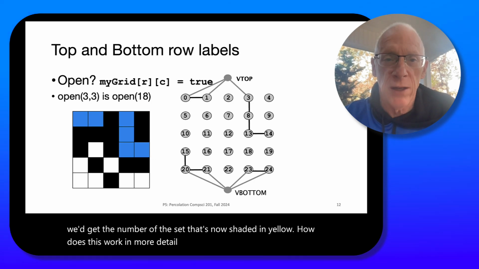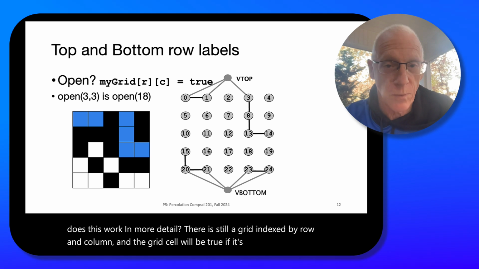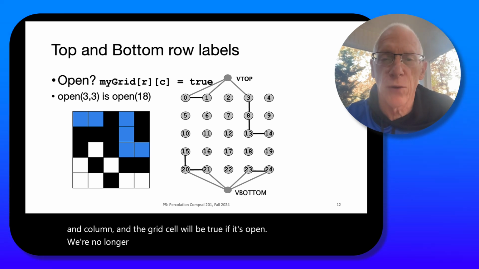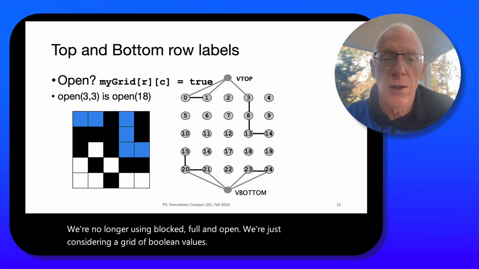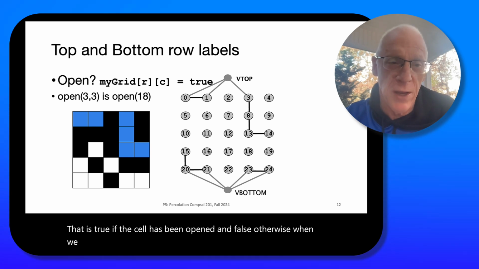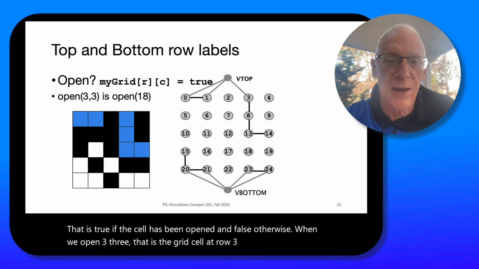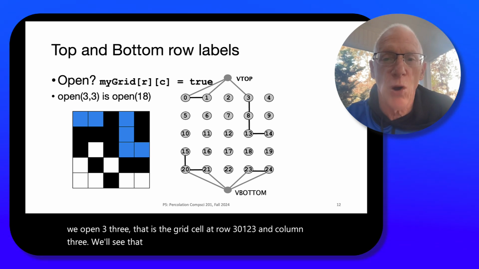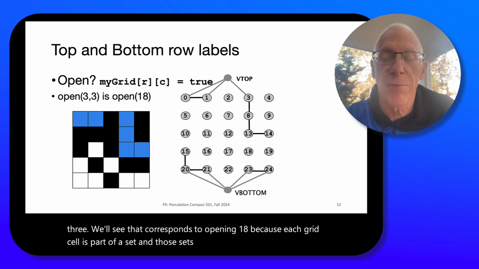There is still a grid indexed by row and column, and the grid cell will be true if it's open. We're no longer using blocked, full, and open. We're just considering a grid of Boolean values that is true if the cell has been opened and false otherwise. When we open 3, 3, that is the grid cell at row 3 (0, 1, 2, 3) and column 3, we'll see that that corresponds to opening 18, because each grid cell is part of a set and those sets are identified by a number.